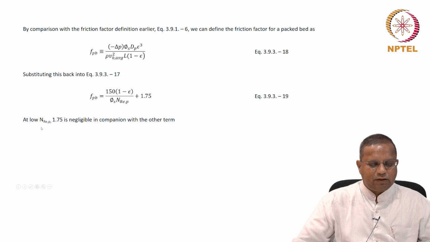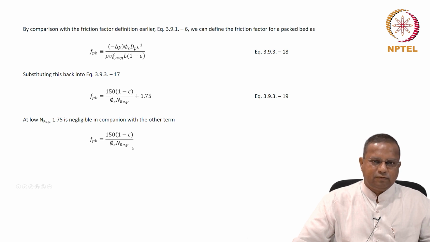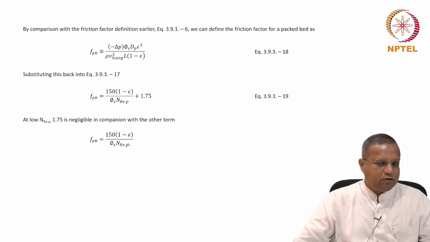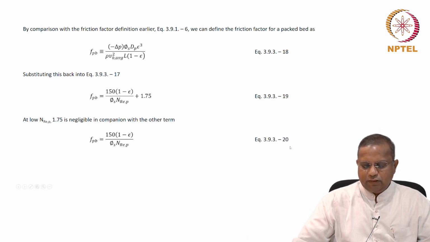3.9.3-19. And at low Reynolds number, 1.75 turns out to be negligible compared to this term, and therefore you can just write F PB at low Reynolds numbers as just 150 times 1 minus epsilon divided by phi s times Reynolds number of the particle. Reynolds number of the particle means we are taking the particle diameter, say rho V d by mu. Rho is density of the fluid, V is the velocity of the fluid, diameter is that of the particle, divided by mu, the viscosity of the fluid. 3.9.3-20.